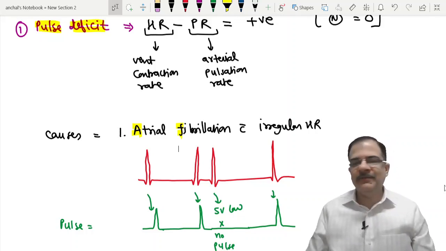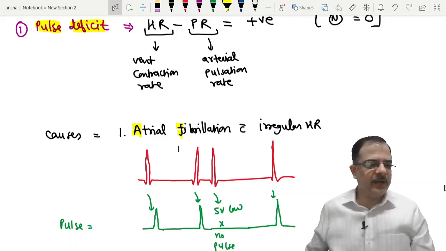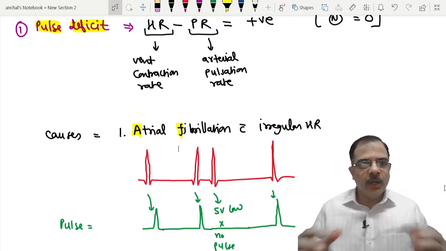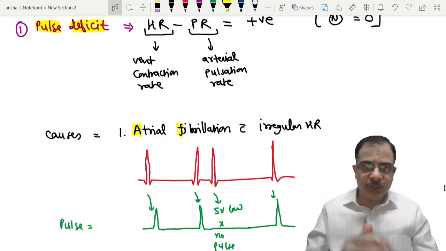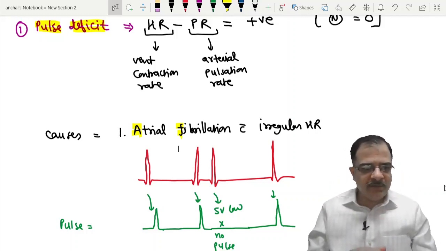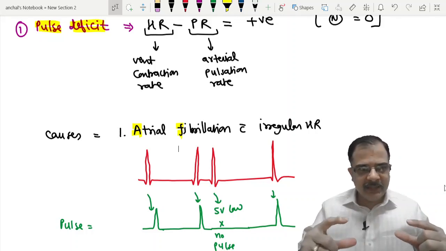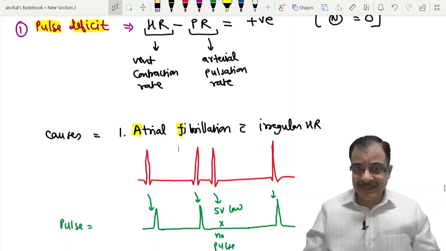Is Wenckebach pulse a pulse deficit? No. That is totally different. Now, how will you assess a pulse deficit clinically in the patient? So listen carefully, these are the practical points. If a case of atrial fibrillation is given to you in the final year, you have to tell this pulse deficit to the examiner. How will you assess the pulse deficit?